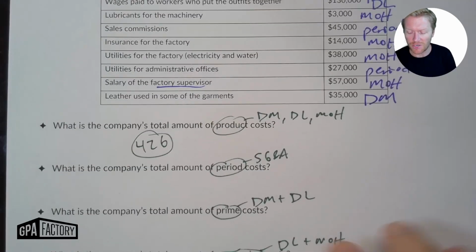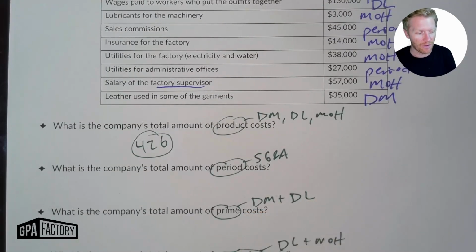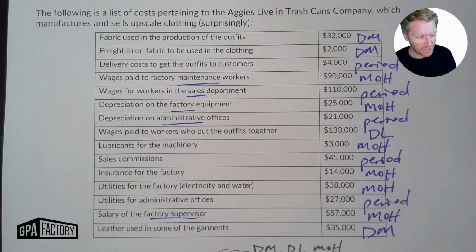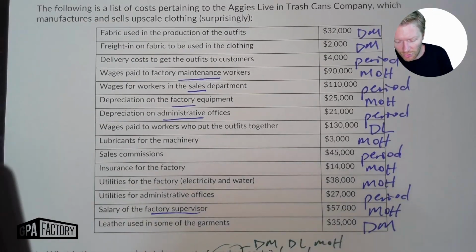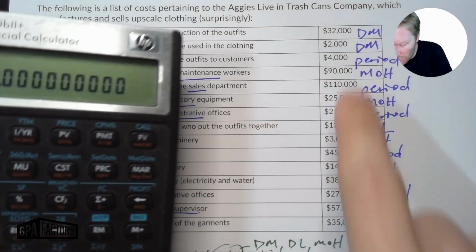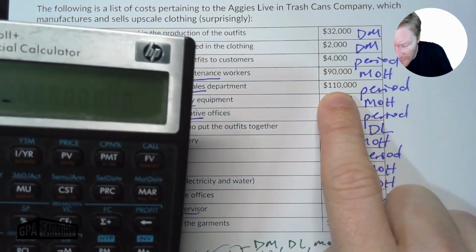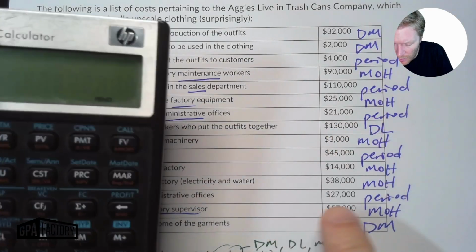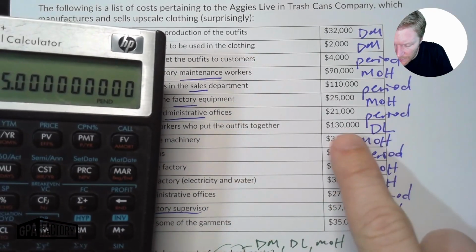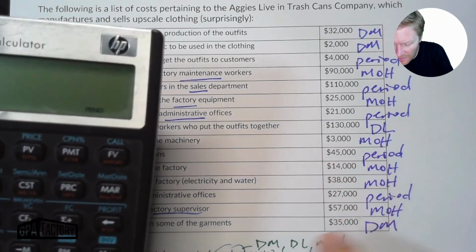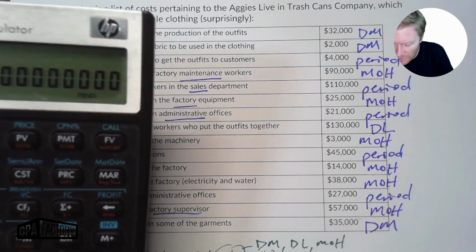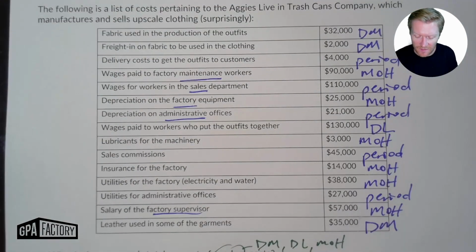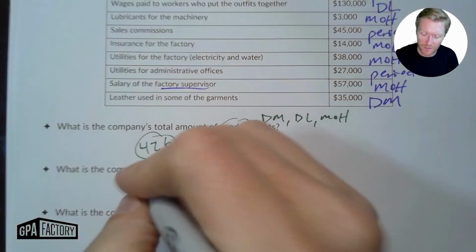Period cost should be a little bit faster. Really, we probably should have started with these two because then we can layer on what the other one is, because those are all included in here, but whatever. It's not going to be too much extra time. Now period cost would be the 4, 110, 21, 45, 27. We get 207,000 for period costs.